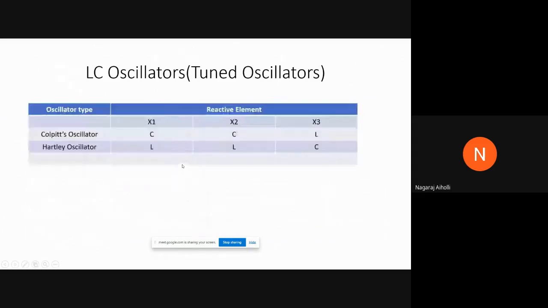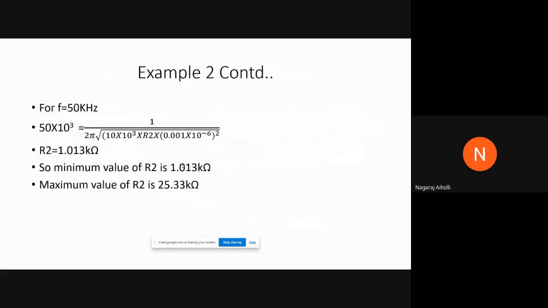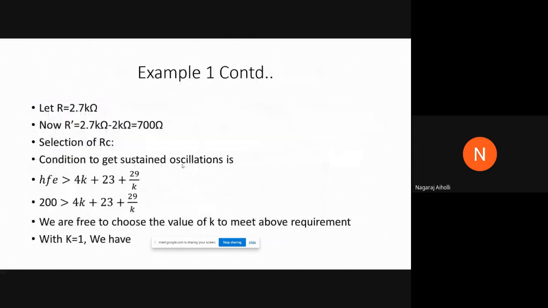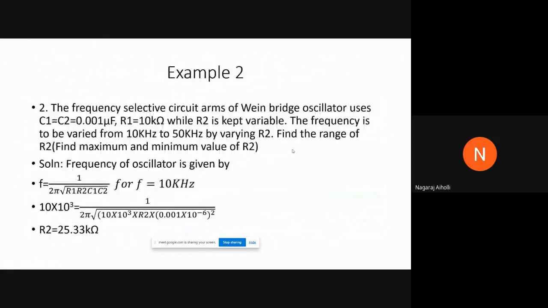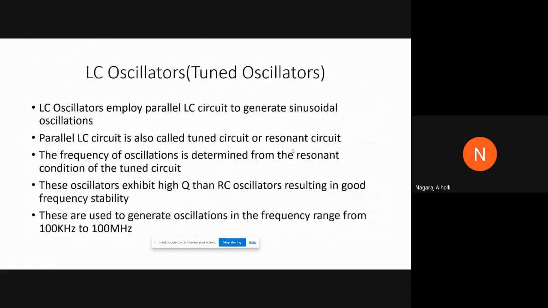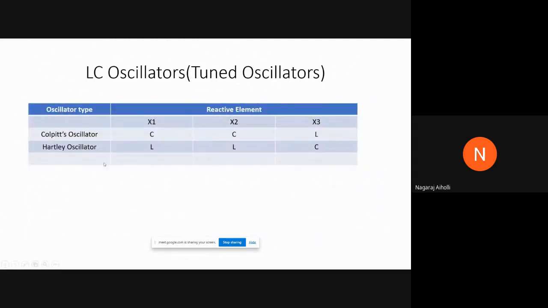Fine, students. In today's class, we have covered the comparison between the RC phase shift oscillator and the Wien bridge oscillator. Then we have solved two examples, one on the RC phase shift oscillator and another on the Wien bridge oscillator. And then we have started with the introduction to LC oscillators or tuned oscillators or resonant circuits. Based on the X1, X2, and X3 values, they are classified as Colpitts oscillator and Hartley oscillator.